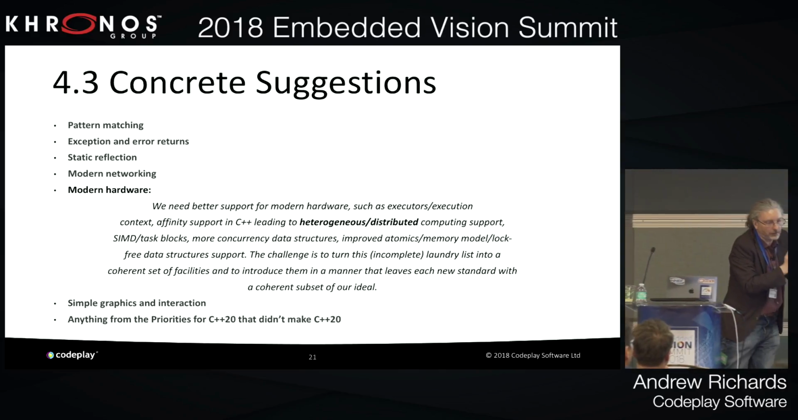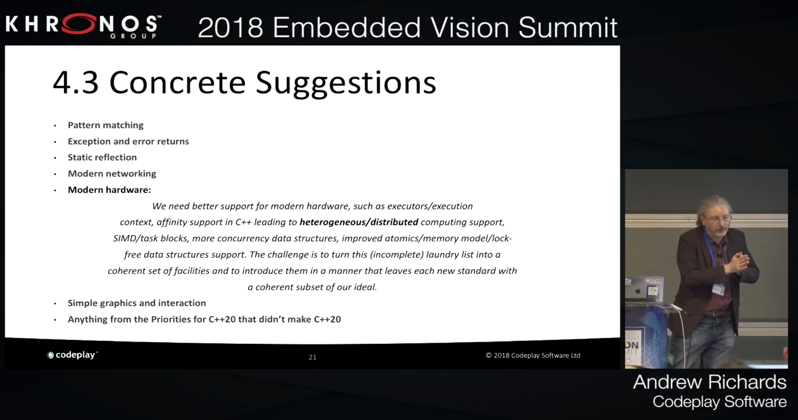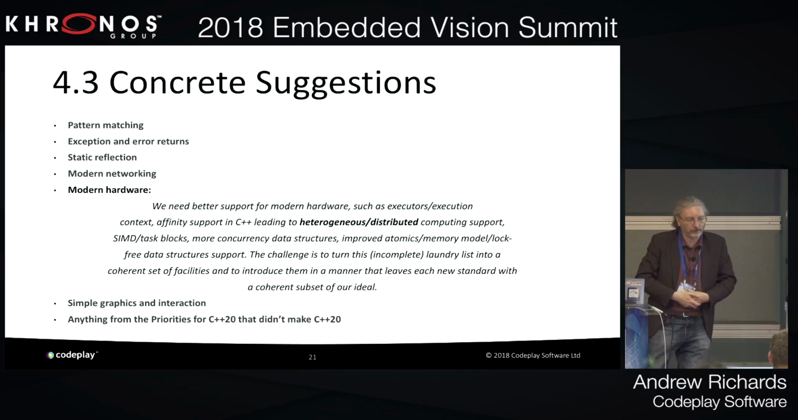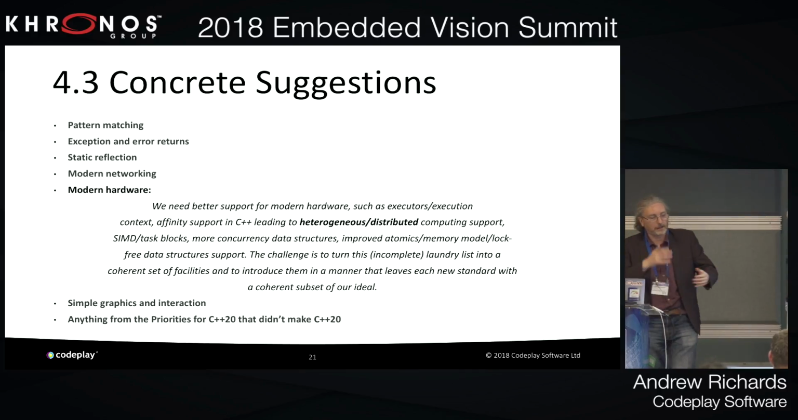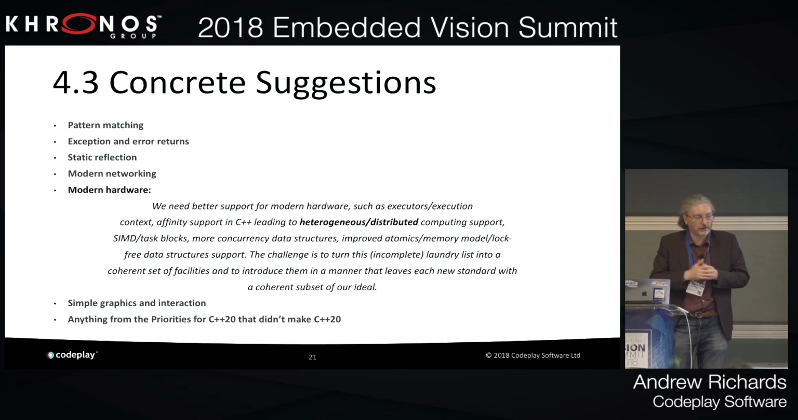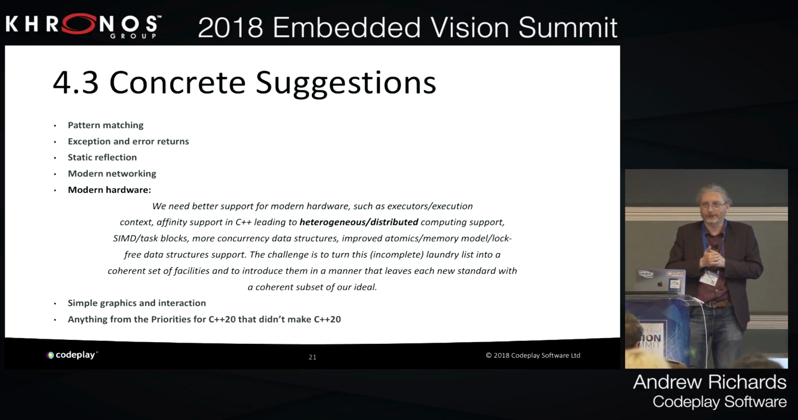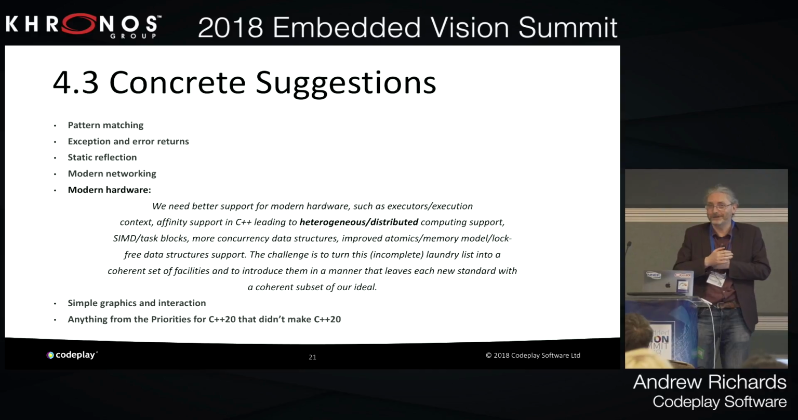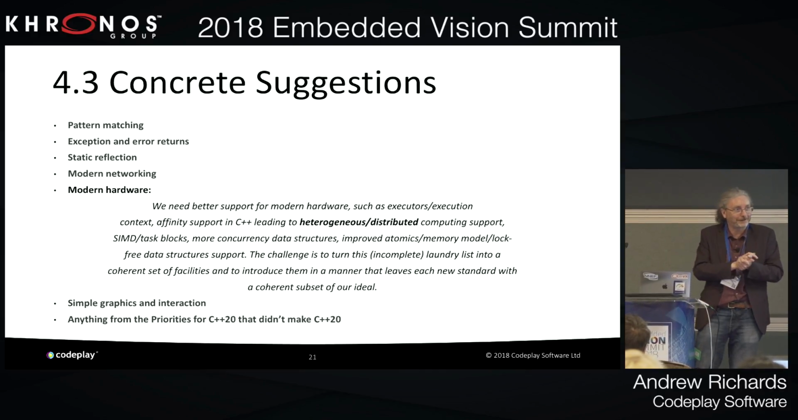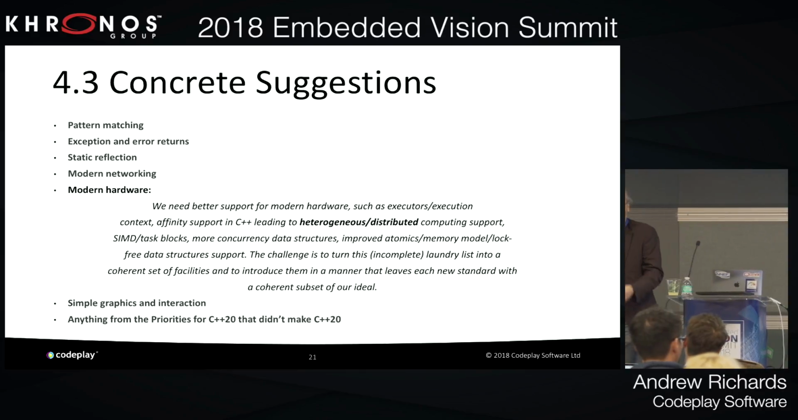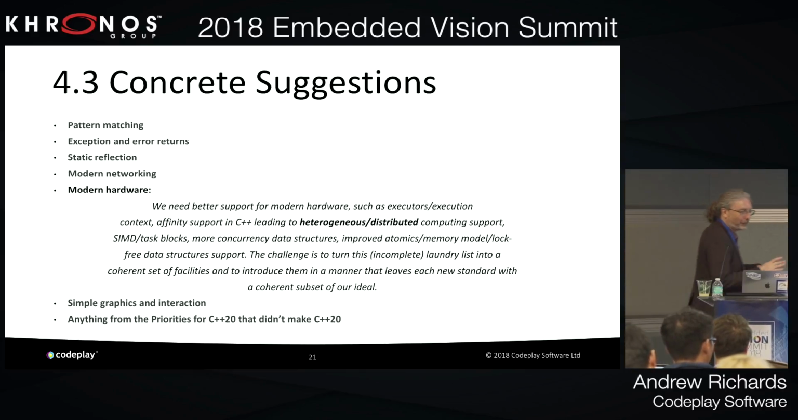So we're going to have executors. We're going to have execution context and affinity support in terms of describing heterogeneous processes. There's going to be SIMD as well as executor support. More concurrency data structures. The data structures need to be able to handle concurrency. Improved atomics and memory model. The atomics and memory model has been a huge discussion on heterogeneous hardware. It's going to be a huge discussion when we get into safety analysis. It's a massive issue, the idea of what the memory model is. So yeah, let's not get into it, but it's a phenomenally difficult issue.